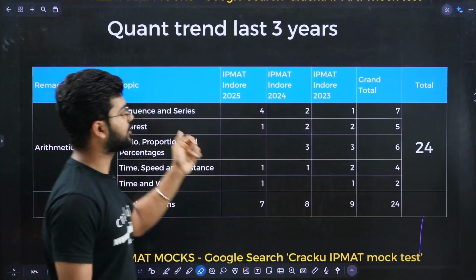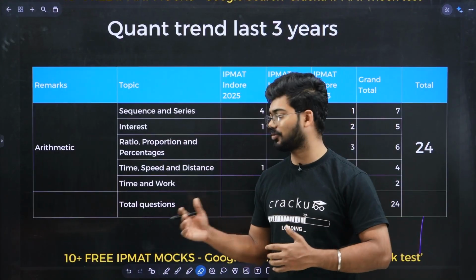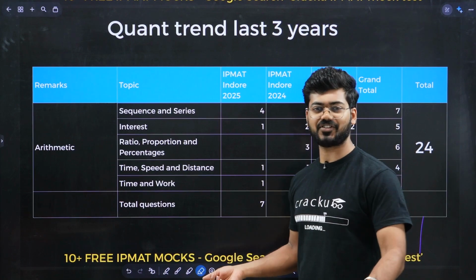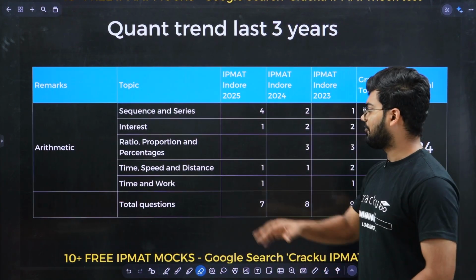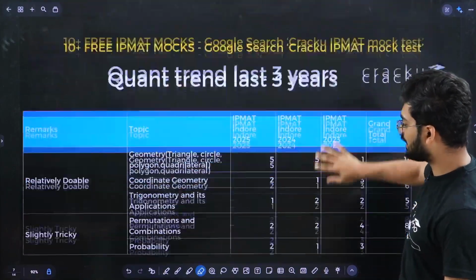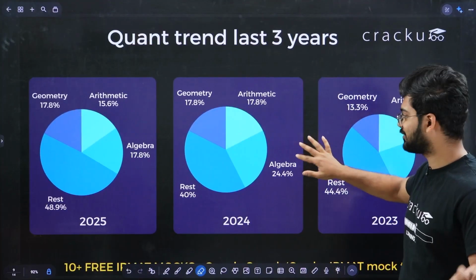let's come to the quant trend over the last 3 years. Quant, right? Quant is what everyone talks about in IPMAT. Quant is tough, quant is tough. Let's understand how to cover it efficiently. What is most important? Looking over here, first I have put up arithmetic. But first, let's see a pie chart where we can get an overview of what happened in the last 3 years.